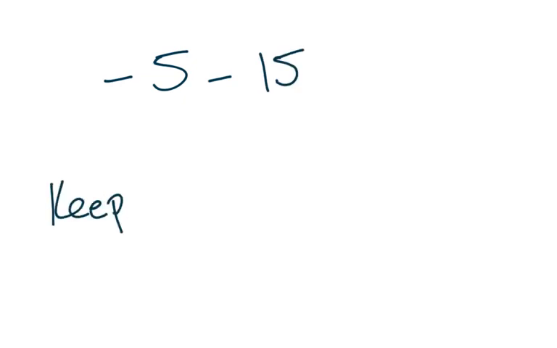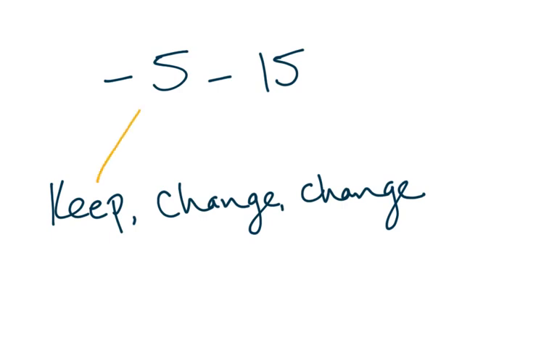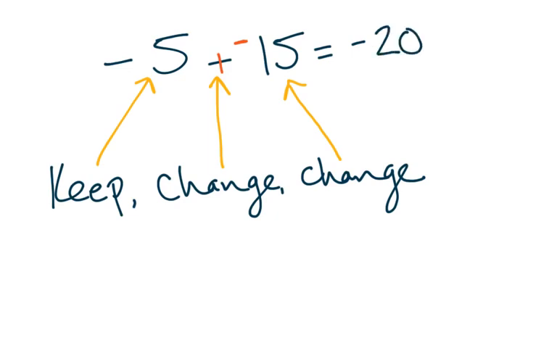Okay. Keep, change, change. Keep this, change this, change this. So keep -5 exactly the same. Change the minus to a plus. And change the sign of the next number. So this is positive. I'm going to make it negative. Okay? And now I've got -5 plus -15. So 15 plus 5, I'm going to get more negative. Same sign, add and keep. So I'm going to get 20, and it's negative, so -20.